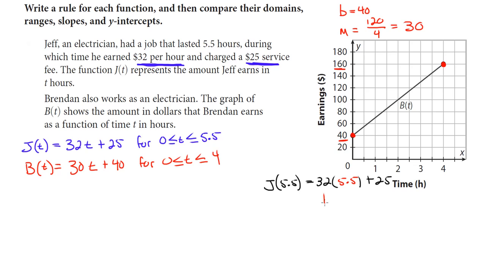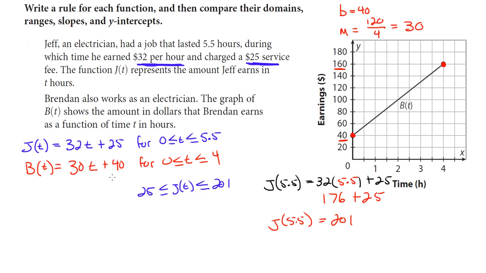32 times 5.5 is 176, and 176 plus 25 is 201. So now we know Jeff's high output value, and we know his low output value is going to be his y-intercept, which is 25. So we can write the range for J of t is going to be all real numbers such that J of t is greater than or equal to 25 and less than or equal to 201.